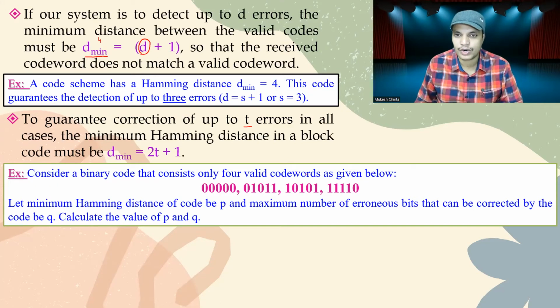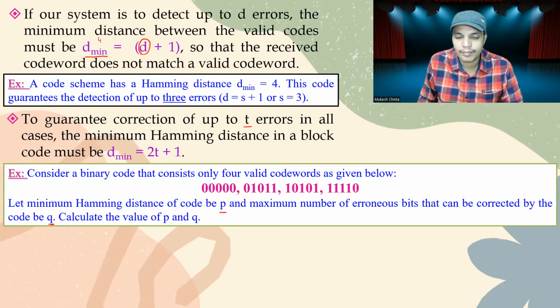This is another example which I got from the internet, which was asked once upon a time in the GATE exam. So consider a binary code that consists of only 4 valid code words as given below. So these are the 4 valid or legal code words, and let the minimum Hamming distance of the code be P, and the maximum number of erroneous bits that can be corrected by the code be Q. Calculate the value of P and Q. Now, first let us talk about P. He is asking the minimum Hamming distance of any of these code words is P.